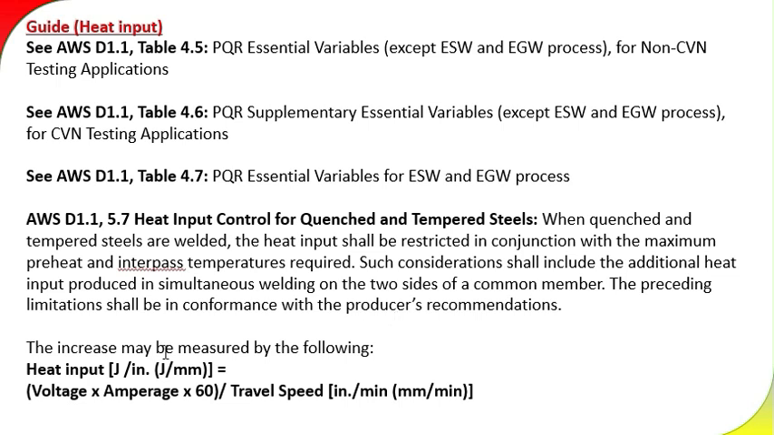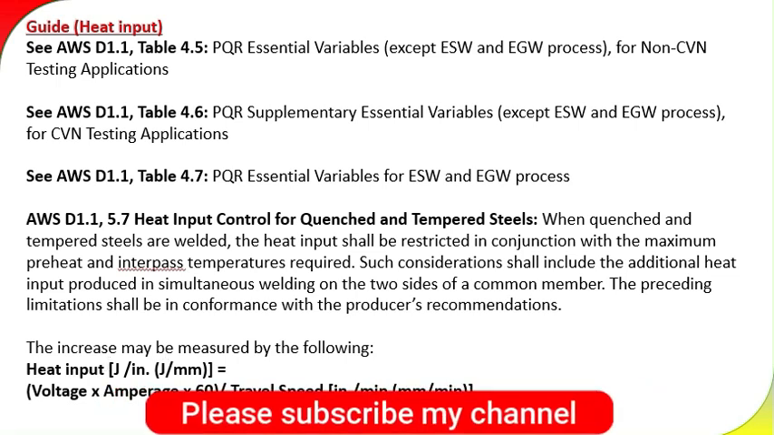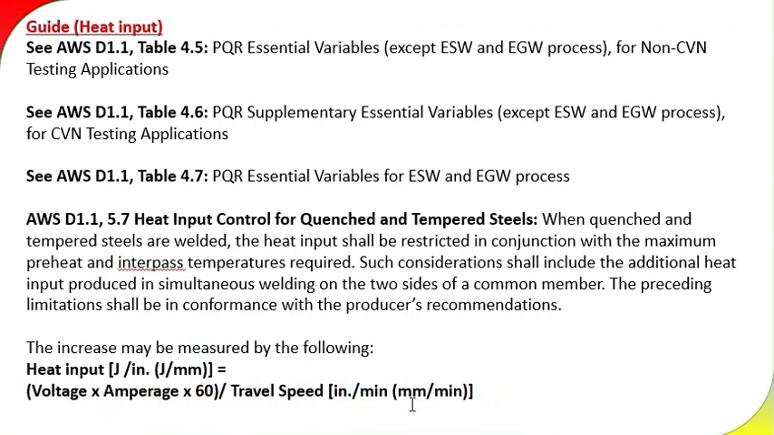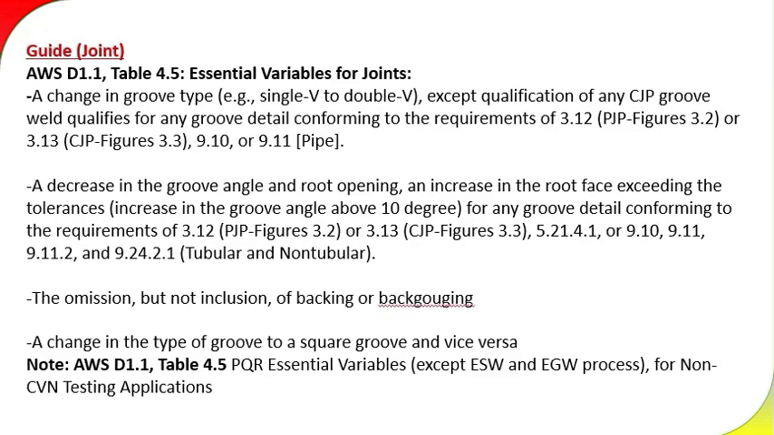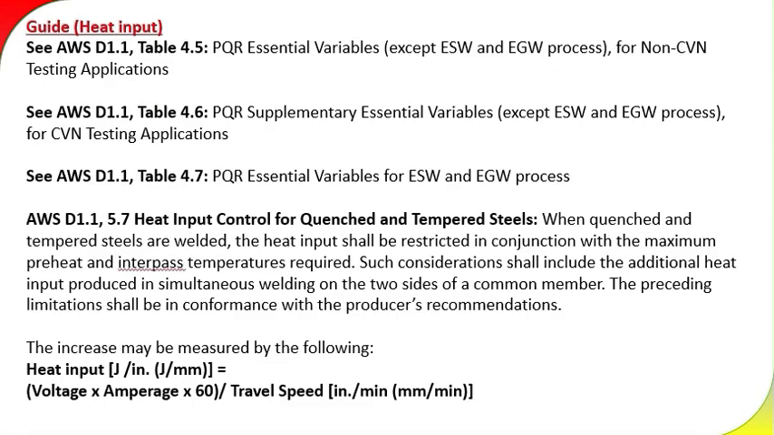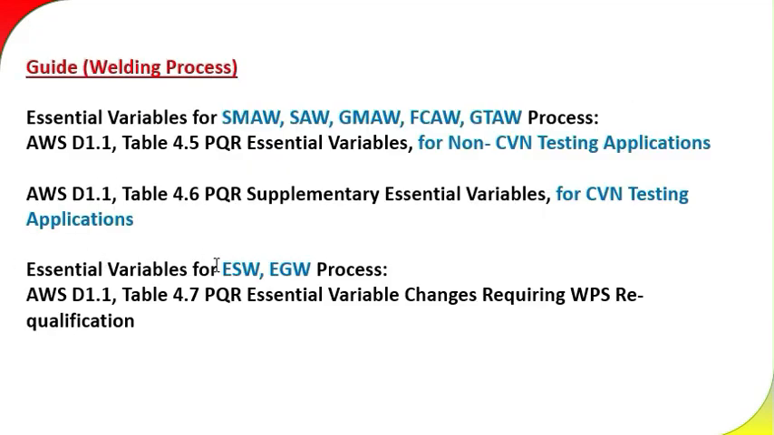What is the formula for heat input? The formula is voltage times amperage times 60 divided by travel speed, in inches per minute. You can convert it to mm per minute. So this is the heat input formula. So this is the guide for heat input. Now is the welding process. This is the last essential variable for SMAW, SAW, GMAW, FCAW and GTAW processes.